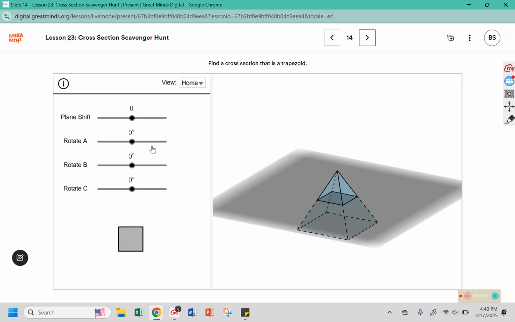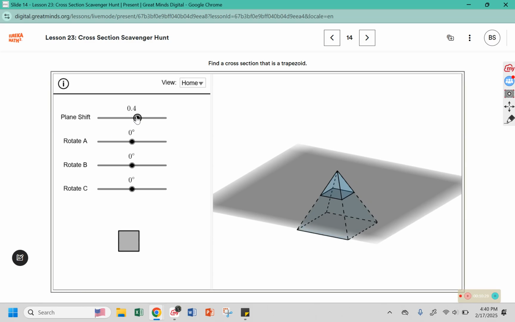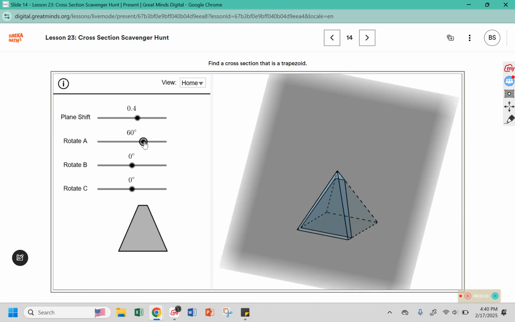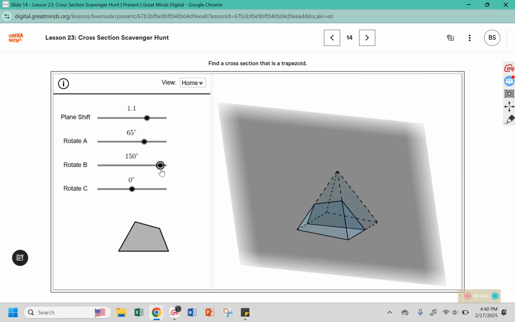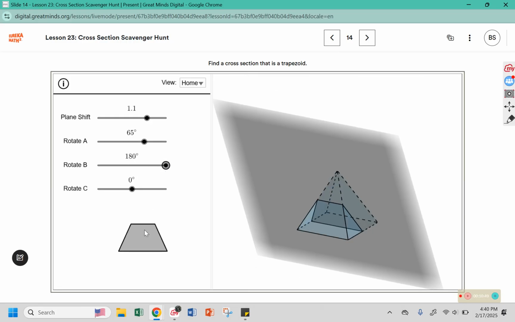Find a cross-section that is a trapezoid. A trapezoid has one set of parallel lines. So there is a trapezoid. The top and the bottom are parallel. You may also be able to rotate to find another trapezoid. There's another one where the top and the bottom are parallel. A trapezoid also has four sides, so it needs four sides and one set of parallel lines.